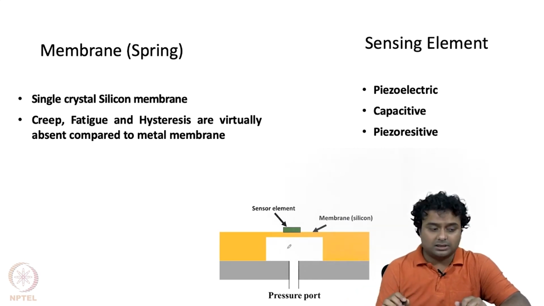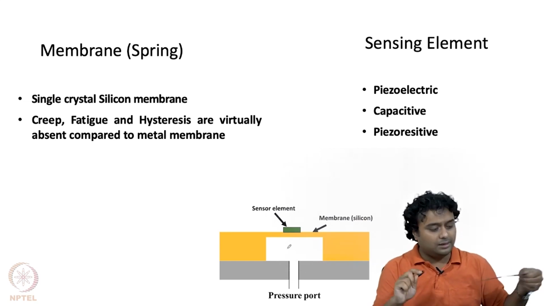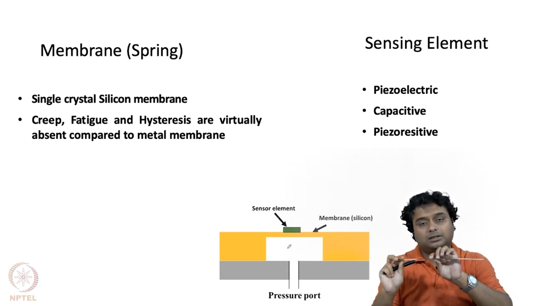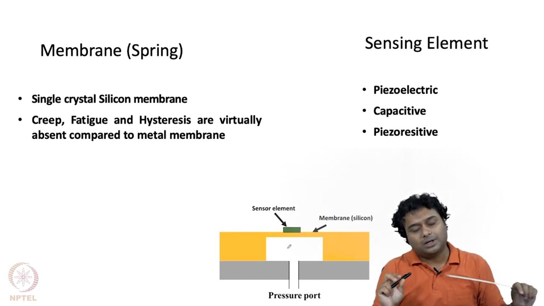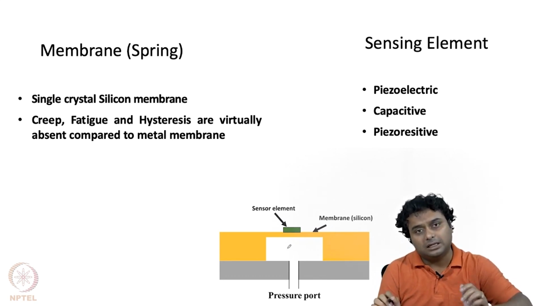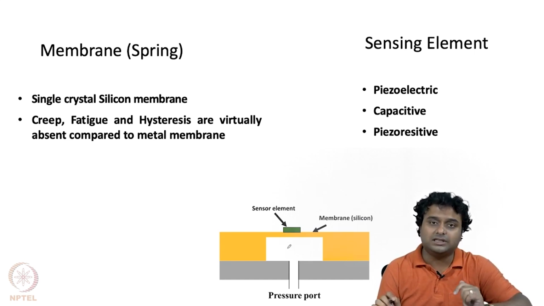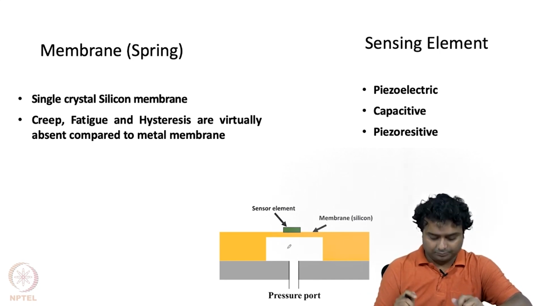Another is piezoresistive. In this case, the material we put is a piezoresistive material. In a piezoresistive material, as we apply force, the resistance of the material actually changes, and because of that, if we can measure the resistance, then we can measure how much is the deflection and how much is the pressure generated.